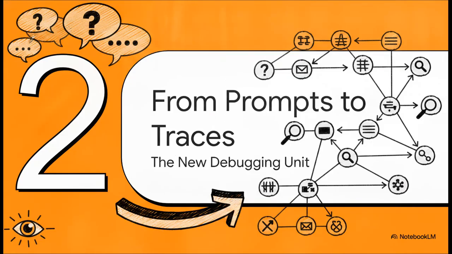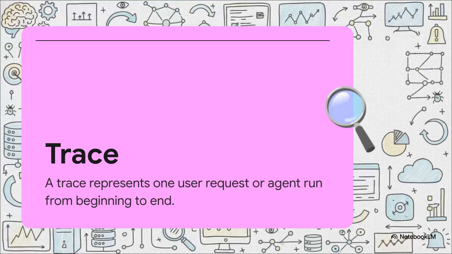Moving right along to section 2, from prompts to traces. To actually get that level of operational visibility, we have to completely rethink our core unit of debugging. We have to move past the simple prompt. The crucial thing to understand is that a single prompt is basically just one frame in a much longer movie. Whereas a trace shows you the entire film of what the agent believed, planned, and executed.